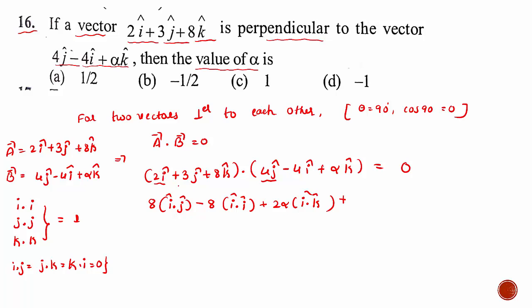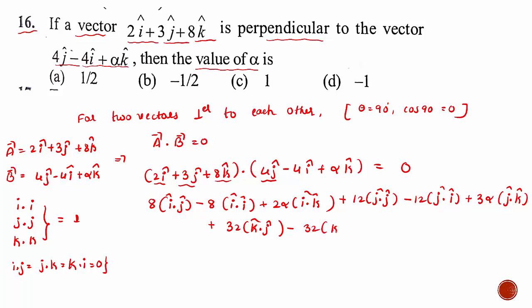Plus next term 3j. 3j we can multiply to each term. 3 fours are 12, j dot j, plus into minus, minus 3 fours are 12, j dot i, plus 3 alpha j dot k. Second term over, come to the third term. 8 fours are 32, k dot j, minus 8 fours are 32, k dot i, plus 8 alpha k dot k.